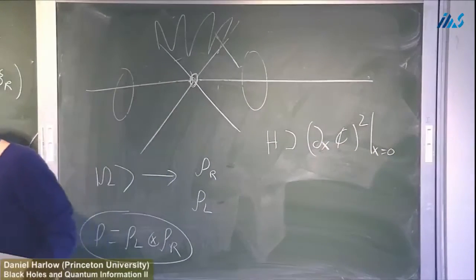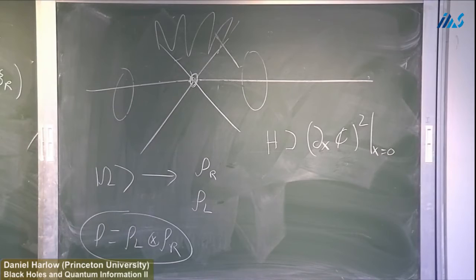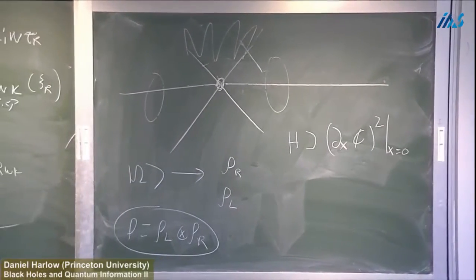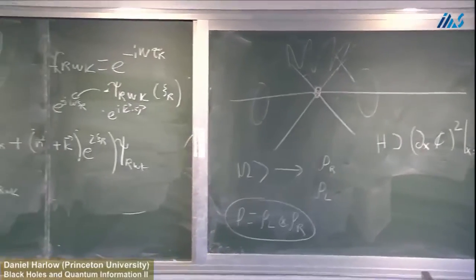All right. So now I'm really done with Rindler space, and I can go back to black holes. What corresponds, physically, to crossing the horizon?